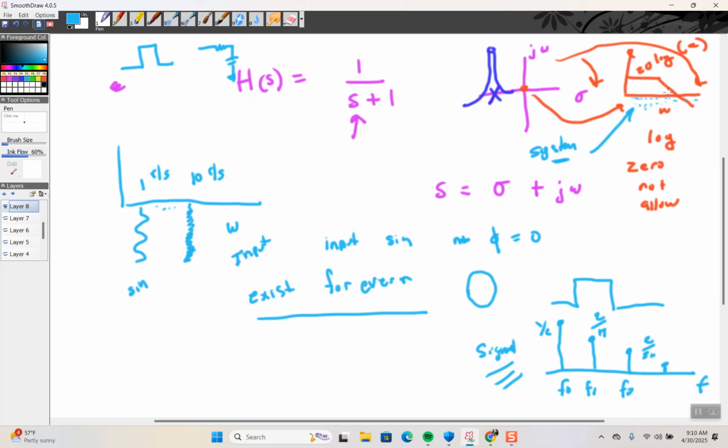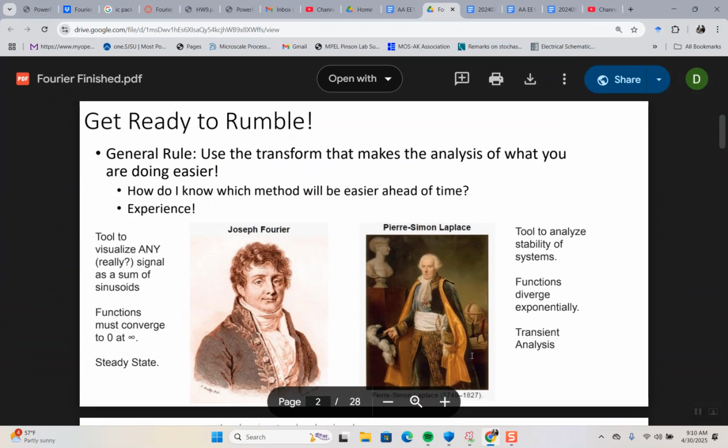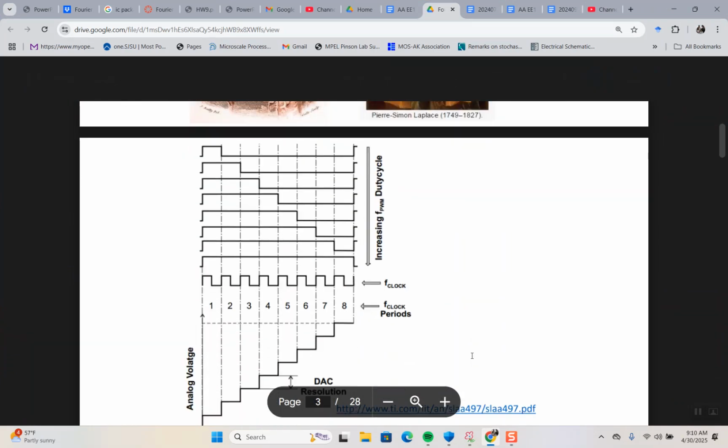The Bode plot is Fourier, while pole-zeros and controls is Laplace, even though we use them interchangeably. Mathematically, that's not correct, but it's so useful and you go back and forth so much.